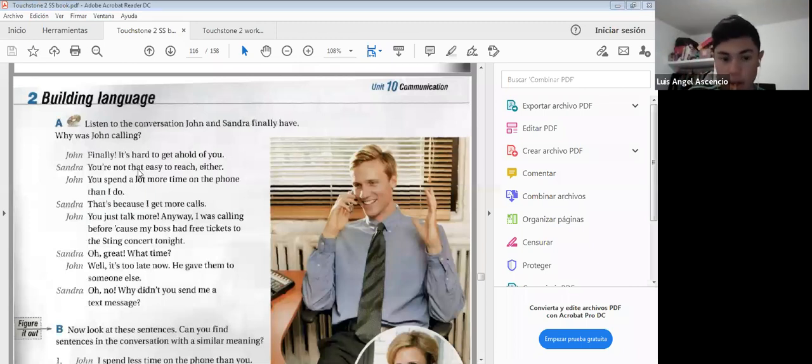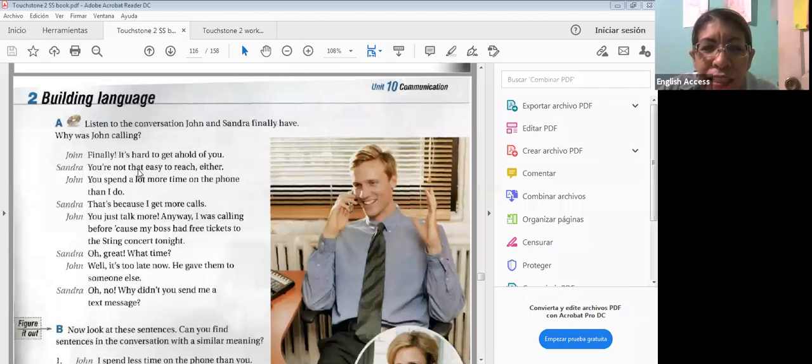Page 101. Okay, listen. 2. Building language. A. Listen to the conversation John and Sandra finally have. Why was John calling?